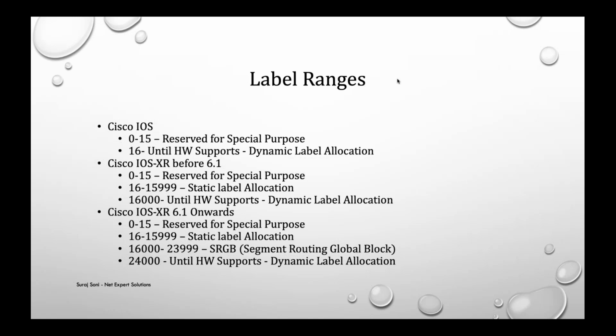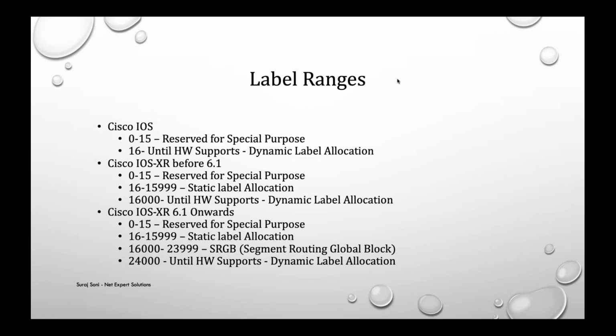And then from 16 until 15,999 are reserved for static label allocation. Cisco iOS XR will allow you to do static label allocation. You can statically assign the labels. So that is from 16 to 15,999. That is by default. But if we want, we can use that label range also for our label distribution protocols. But this is by default.